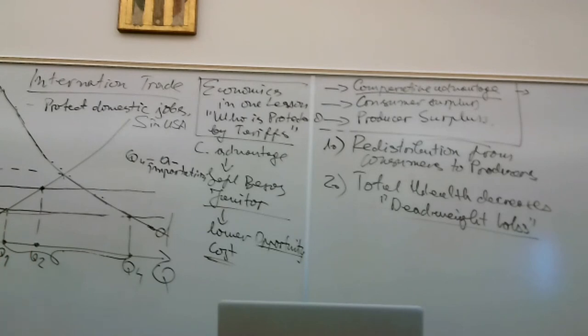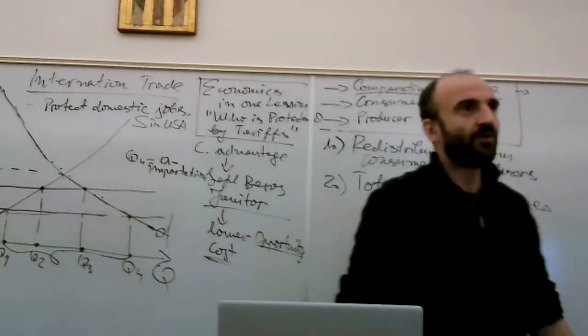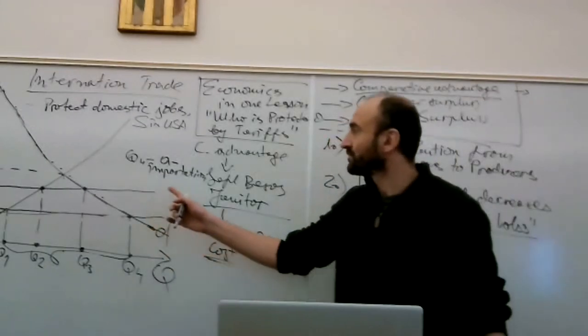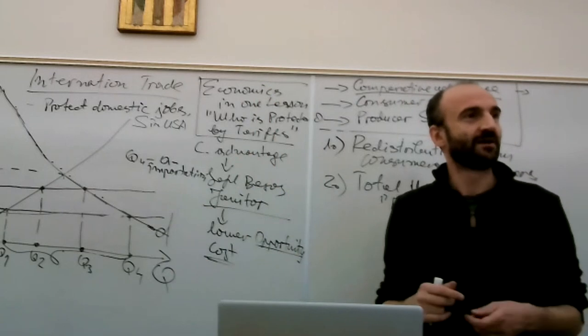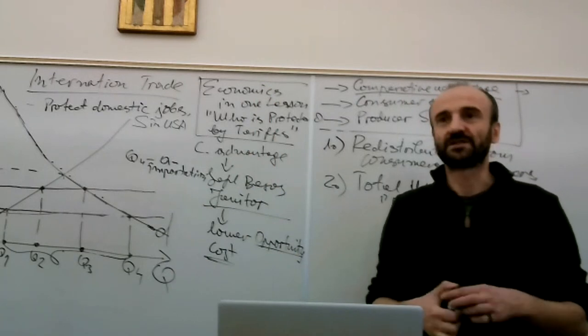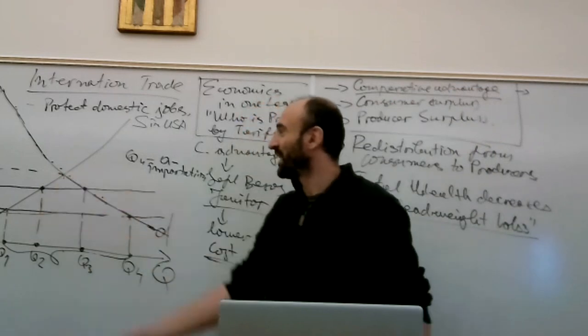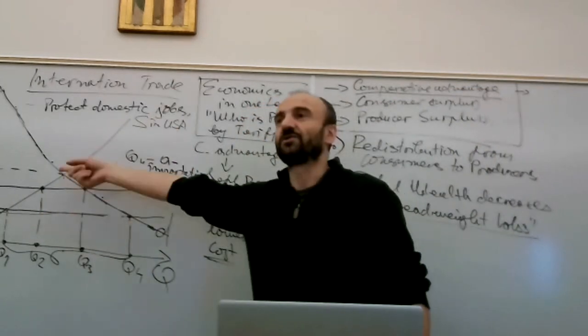What is the total quantity of steel that will be bought? What happened to it? Moved up to where it intersects the demand curve. Demand curve, so it went down. So this quantity three is a new total quantity demanded under the tariff regime. So you see, what happens with the tariff? Total quantity demanded goes down because higher price is bad for demand. Higher price, lower quantity demanded.